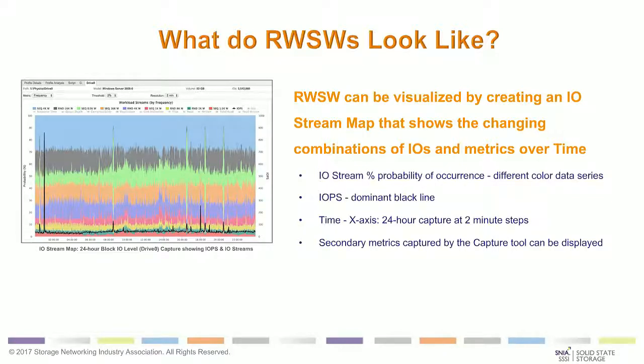If you look at it, you'll see a black dominant line. That is the IOPS. So regardless of what the IO streams are, we look at how many total IOs occurred. You can see a spike there on the left side. So there was a lot of IO activity at 1 a.m. This is a 24-hour capture, by the way. And you can see some IO spikes along the right-hand side.